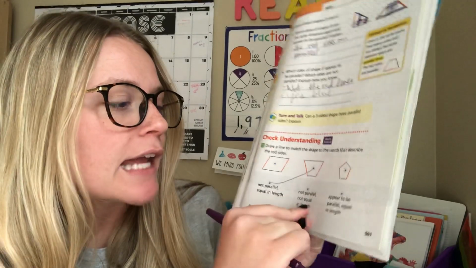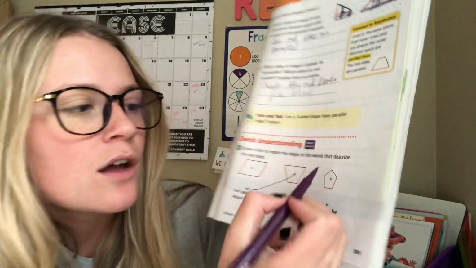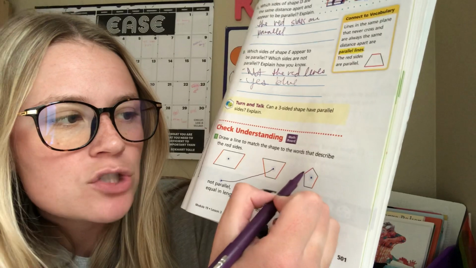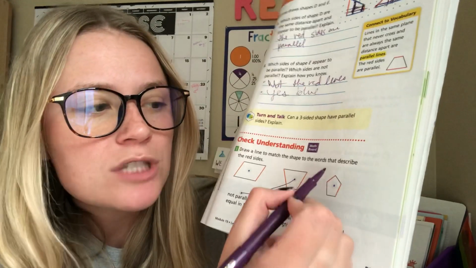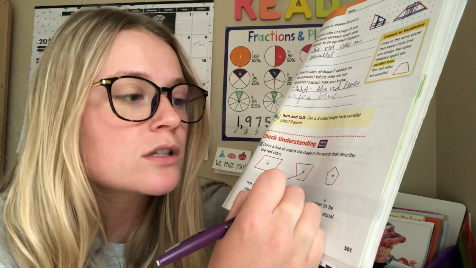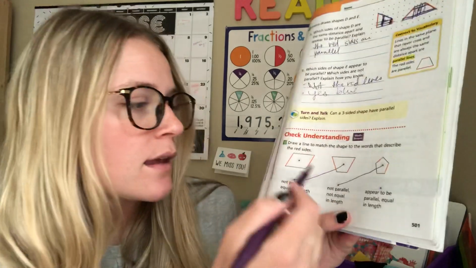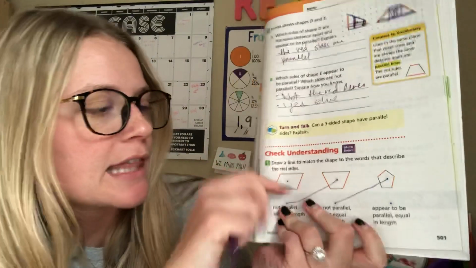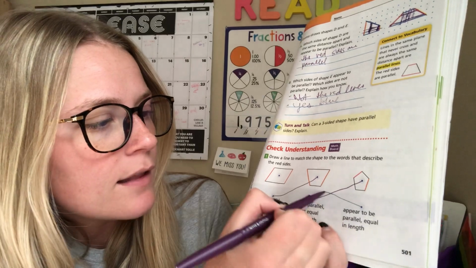Not parallel, not equal in length. Let's see. Over here, this pentagon, we have a short side and a long side. Those distances are not equal, so they're not parallel. Appear to be parallel, equal in length. That was this parallelogram over here. Like that.